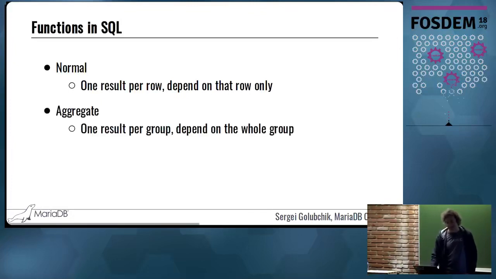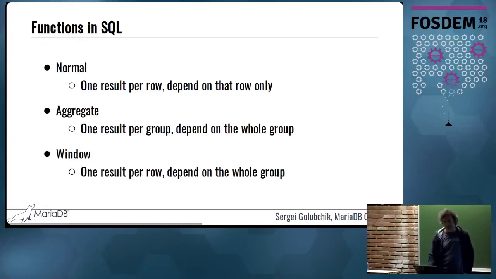There are group functions, there are aggregate functions. They're invoked one time per group. They deliver one result per group of rows, and the result depends on the whole group. So if you have 100 groups of 100 rows in each group, the normal function will deliver 10,000 results, while an aggregate function will have only 100 results. And window functions are something in the middle. They deliver one result per row, but the result depends on the whole group. So they don't have that tunnel vision looking at every row. They can see all rows around it as well.